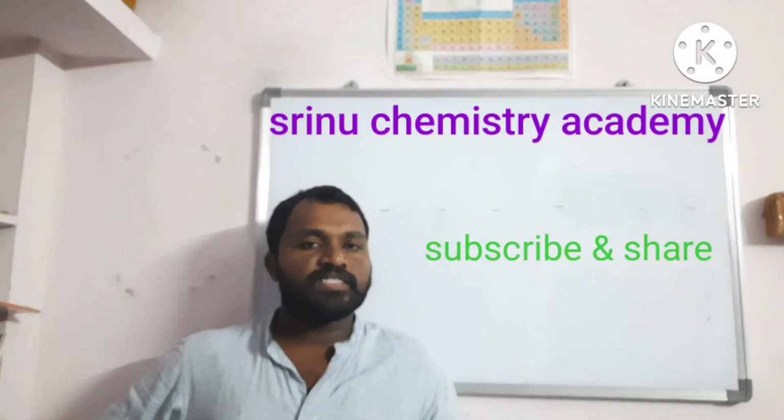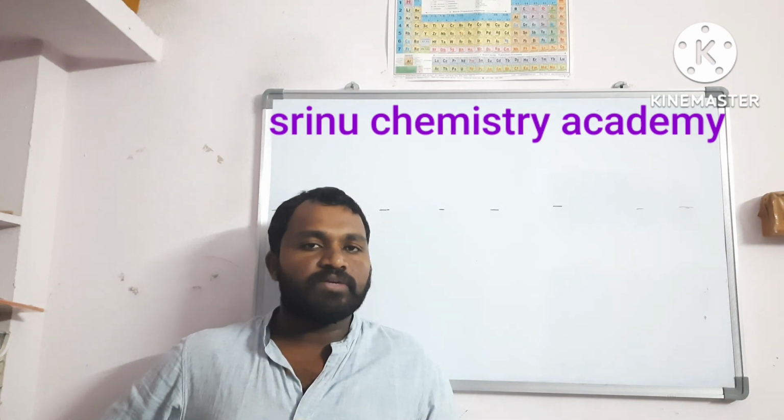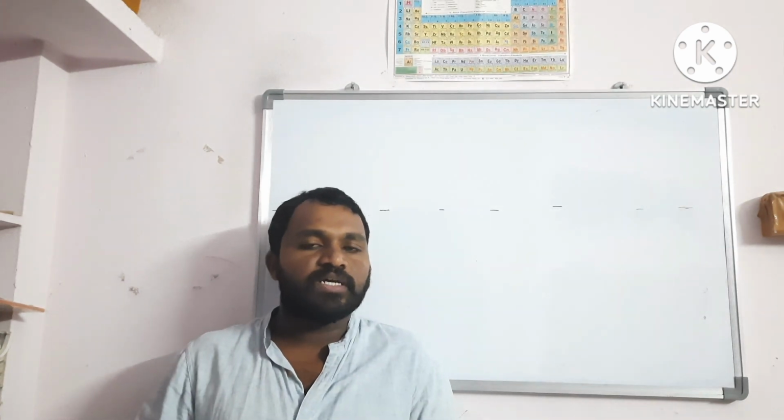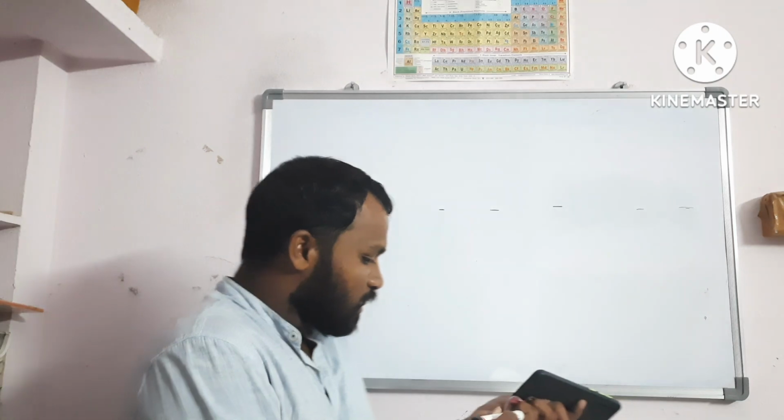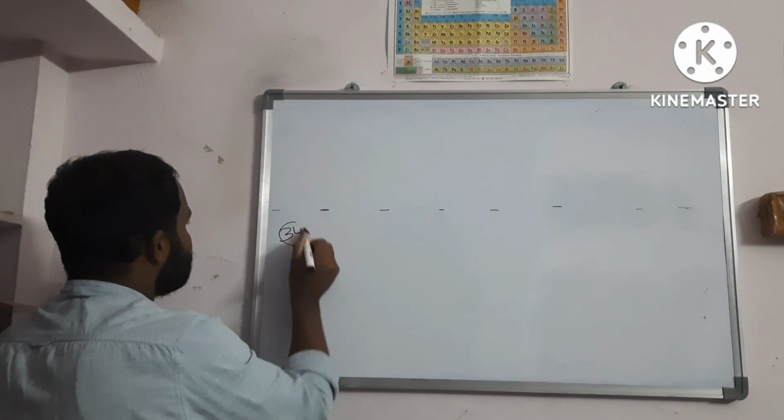Previously, we discussed questions 1 to 33 of the CPGET 2021 chemistry question paper. Now I am going to discuss the remaining questions. Next, question number 34.